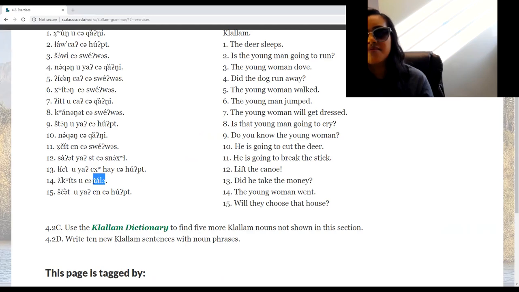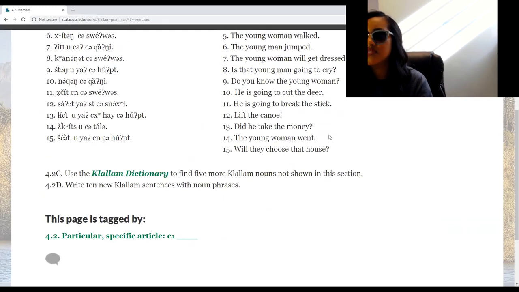Kweets utsa tala. This last one, stut uyat sin sahopt. Stut is another transitive verb for hit it. U makes it a question. Ya is our past tense. Sin is I, our singular subject pronoun. Sa, the, and hopt, deer. So stut uyat sin sahopt. Did I hit the deer?